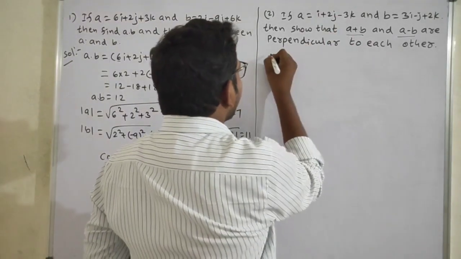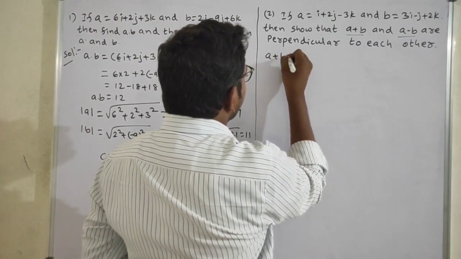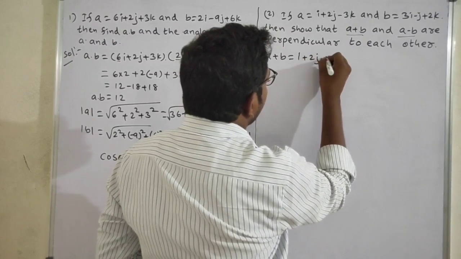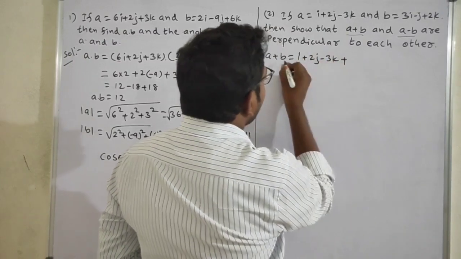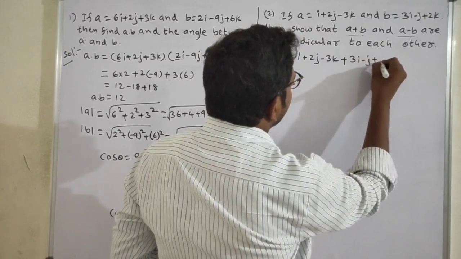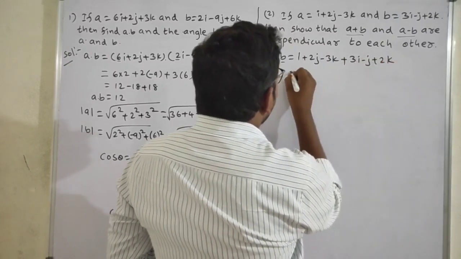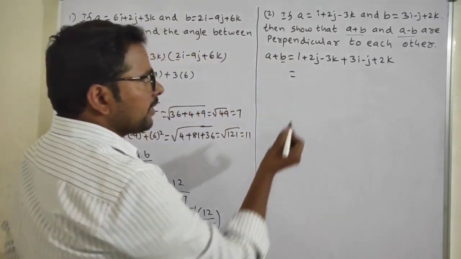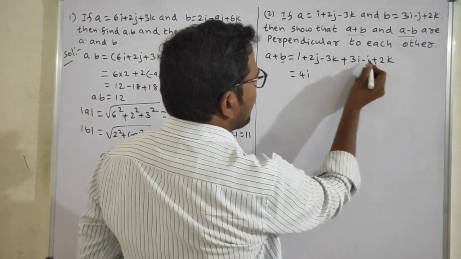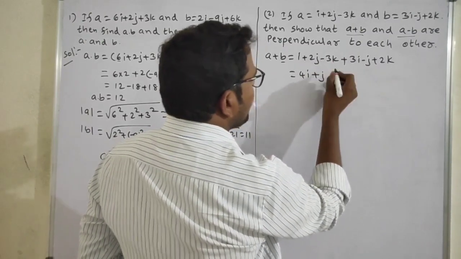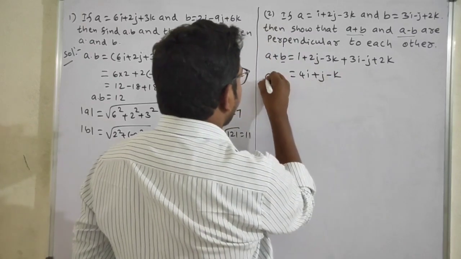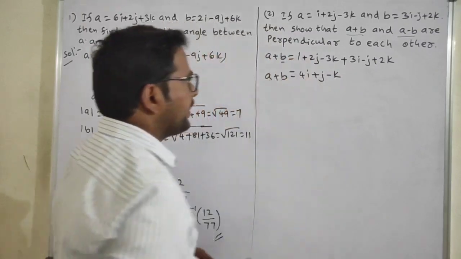First find A plus B. A plus B is equal to, add the two vectors. What is the A vector? I plus 2J minus 3K, plus the B vector 3I minus J plus 2K. So we will add like terms only. I plus 3I is 4I. Next, 2J minus J is J. Minus 3K plus 2K is minus K. This is A plus B.